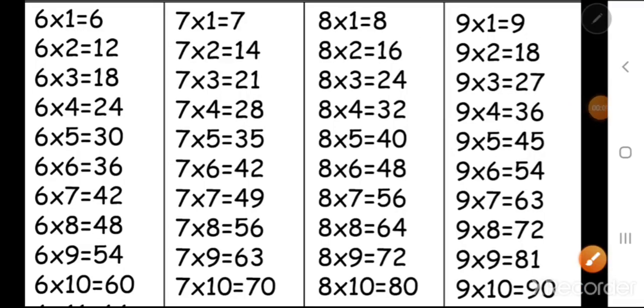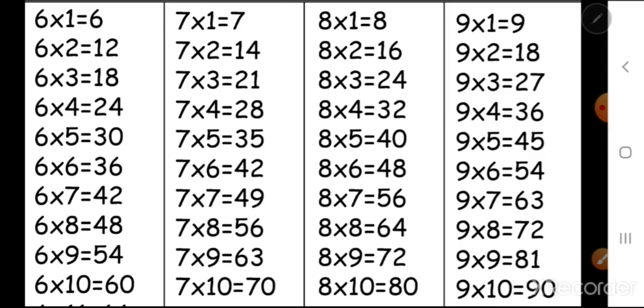Children, repeat the table after me. Okay? 6 ones are 6. 6 twos are 12. 6 threes are 18. 6 fours are 24. 6 fives are 30. 6 sixes are 36. 6 sevens are 42. 6 eights are 48. 6 nines are 54. 6 tens are 60.